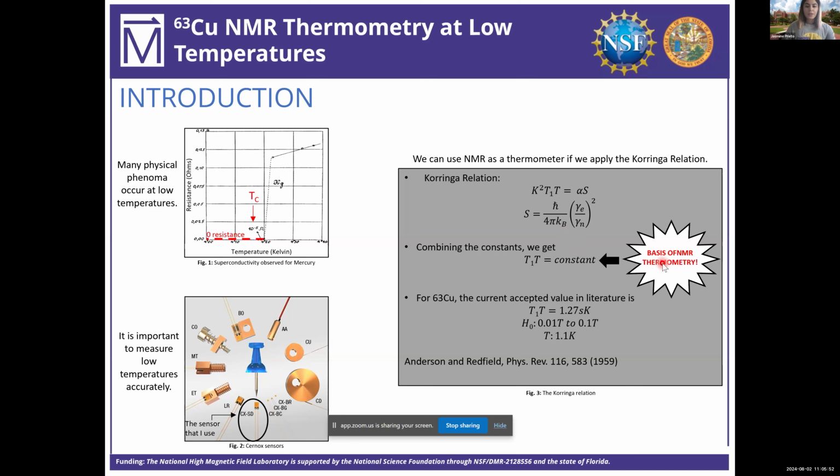So, for copper-63, T1T was measured by Anderson and Redfield in the late 1950s, where T1T equals 1.27 second Kelvin, from 0.01 to 0.1 Tesla at 1.1 Kelvin. So for our experiment, what we want to know is, to what extent is T1T field and temperature independent?